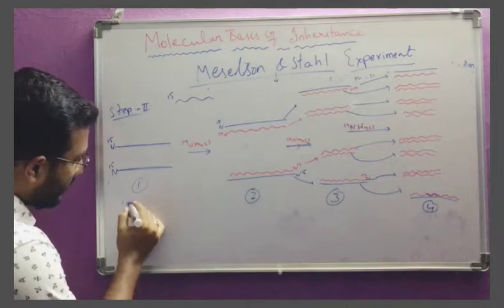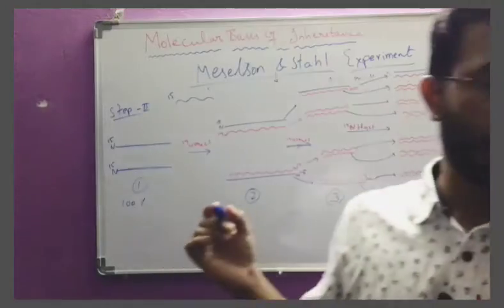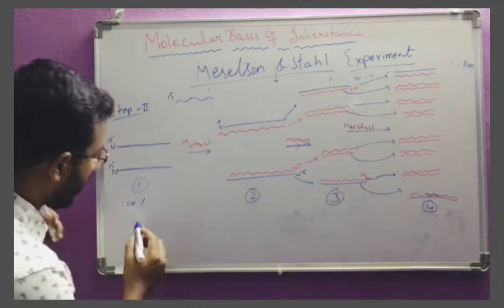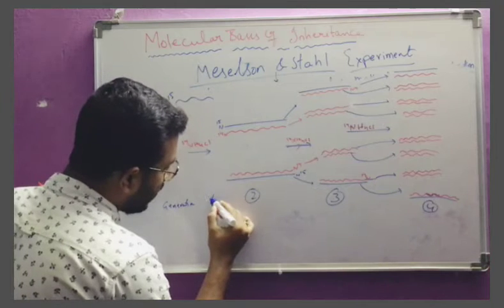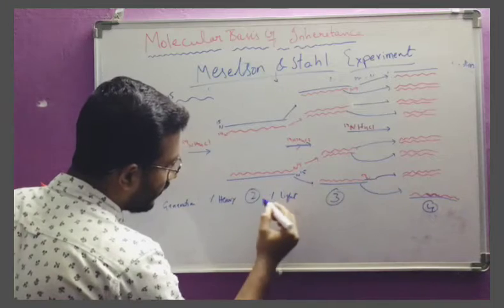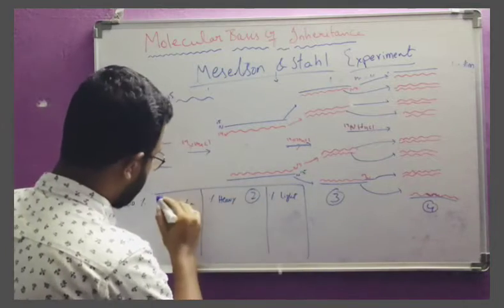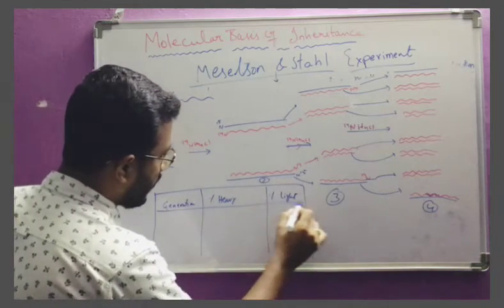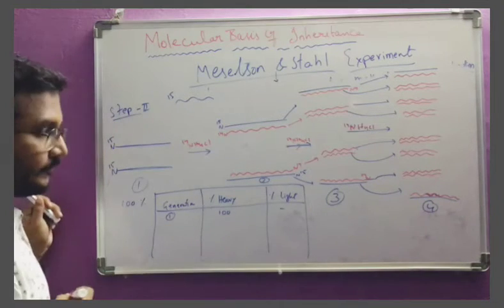In this, 100% is parental strand only. Now we will calculate the generation, and percentage of heavy strand and percentage of light strand. So in the first generation, 100% heavy, no light strand.